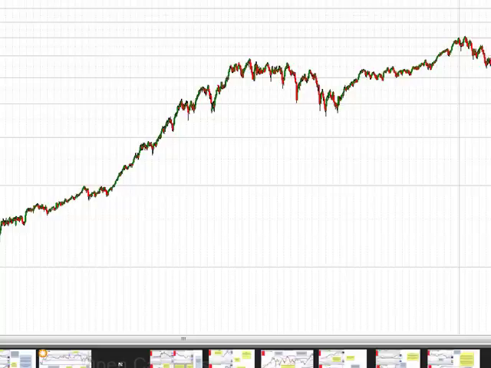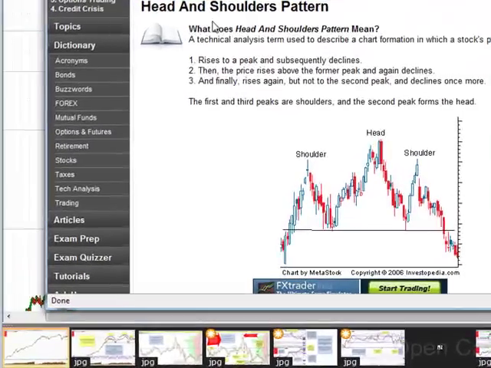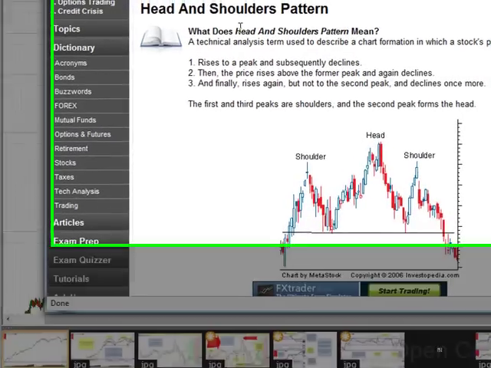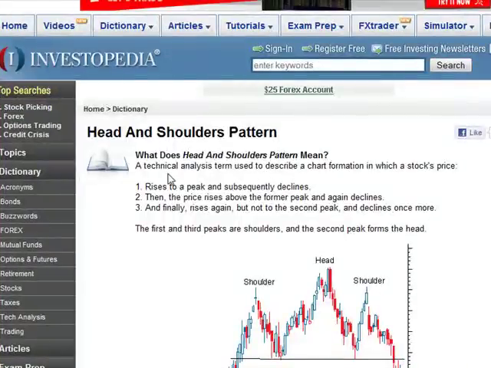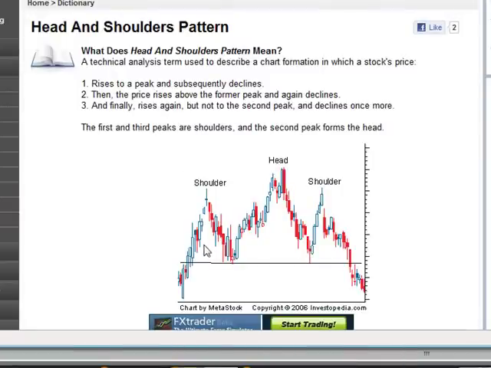First, what is a Head and Shoulders formation? If you go to Investopedia, you'll get a pretty good, easy definition of it. It's just a chart formation based on the price of the stock. The pattern almost sets up like a person. It's got a shoulder, it's got a head, and then it's got another shoulder, the shoulders being lower than the head.